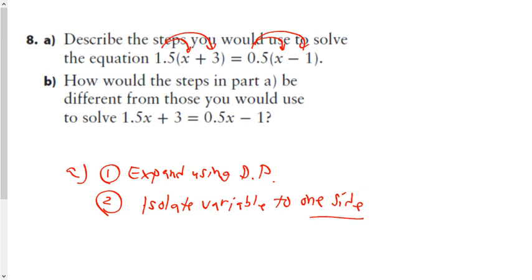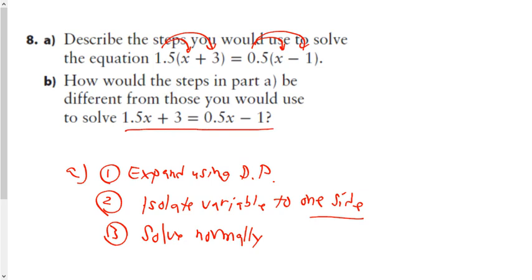Right? And you could say it differently, but you know what I mean by that. Once I have that, solve normally. And what that means is get rid of your constant first, then get rid of your coefficient. Okay. For B, what would the steps be different for this one?